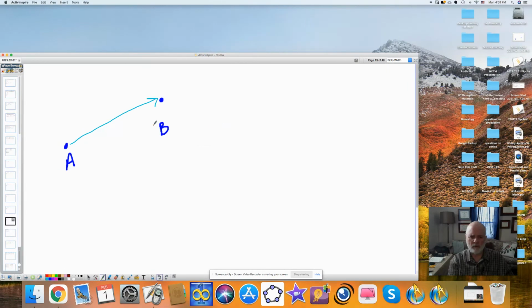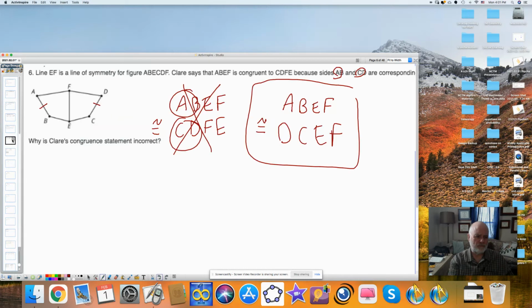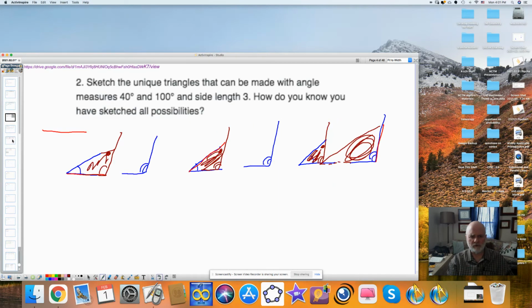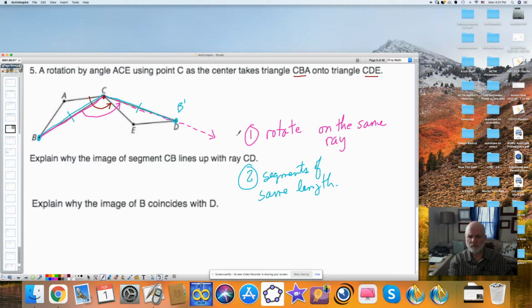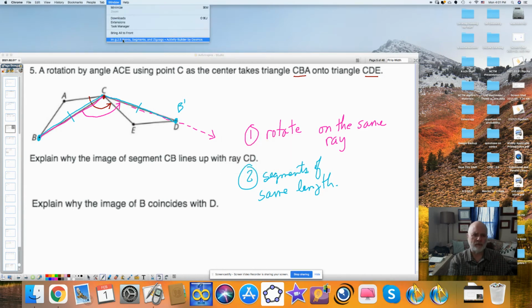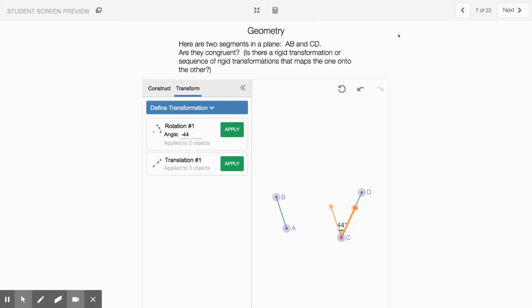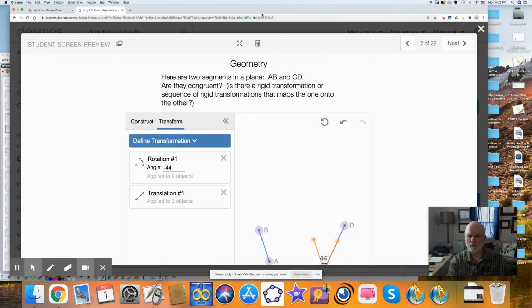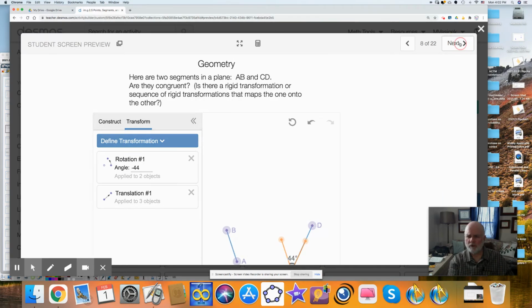And remember from our earlier discussion, we have two things. You have to rotate, make sure it's on the same ray, and then the segments of the same length. So that's what's important here. Now, going to the next page.